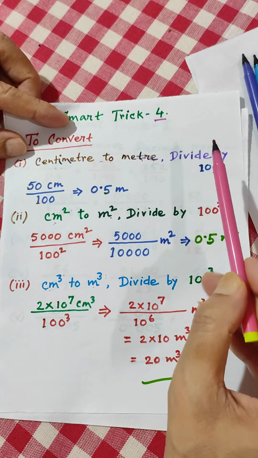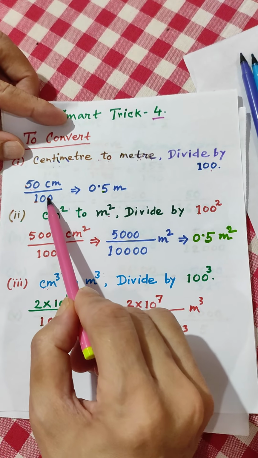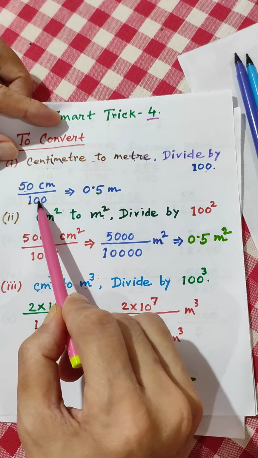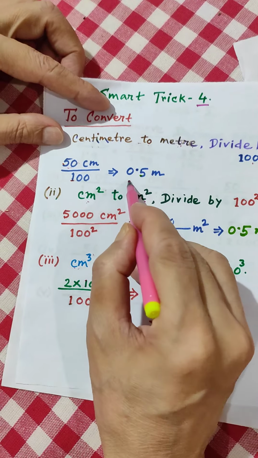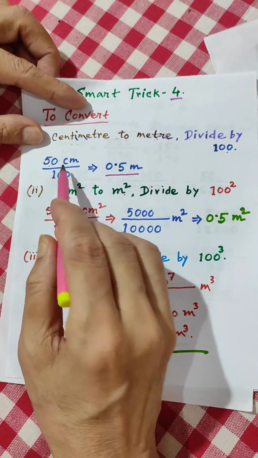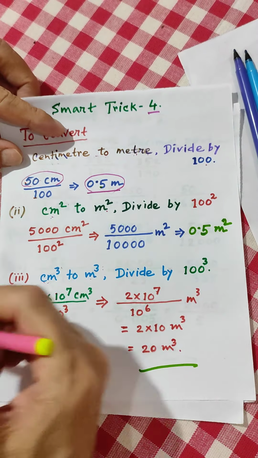Now to convert centimeter to meter, simply divide by 100. So 50 centimeter you want to convert to meter. So 50 divided by 100, because 100 centimeter equal to 1 meter. So 50 by 100 is what? 0.5 meter. So 50 centimeter means 0.5 meter, dividing by 100.